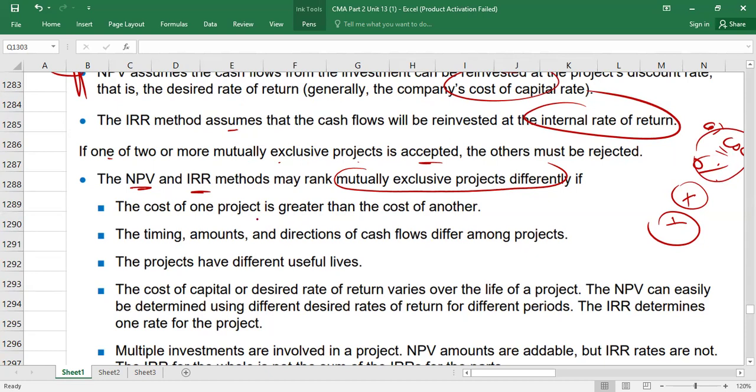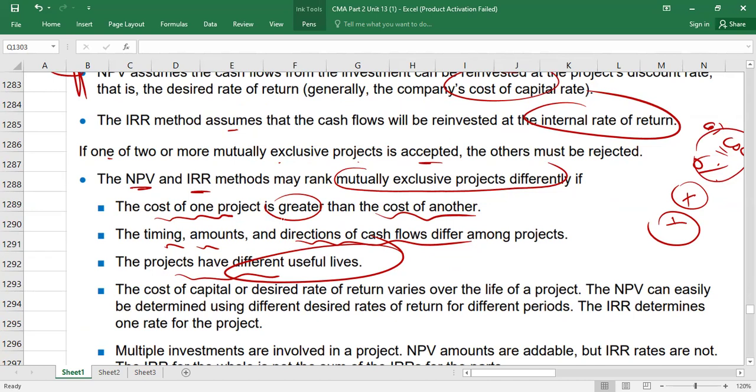There are different reasons. Number one, maybe the cost of capital for one project is different from the cost of capital for the other project. So that is why maybe they are giving different results. Then the timing, amount, and direction of cash flows differ among the projects. As I told you, maybe one project has conventional cash flows and another project has non-conventional cash flows. That is where they may give you different decisions. The third reason could be that the projects have different useful lives. Maybe one project is for 5 years, the second for 6 years. Again, NPV and IRR may give you conflicting results.